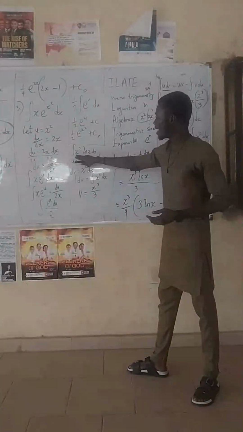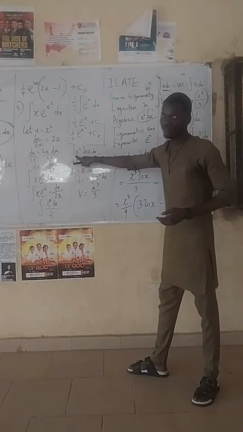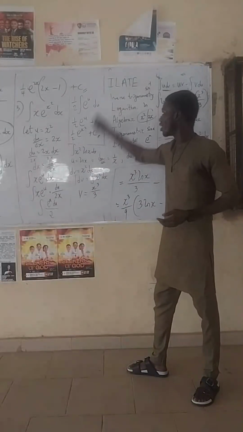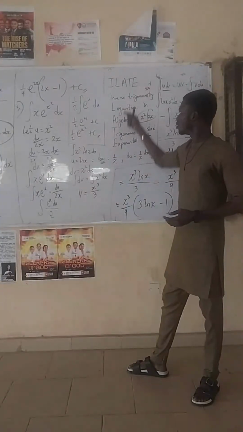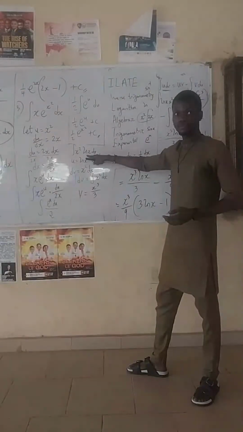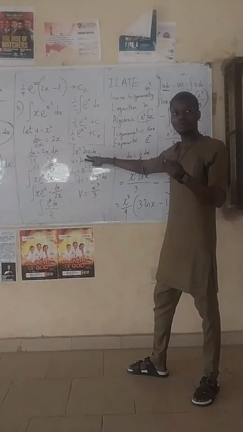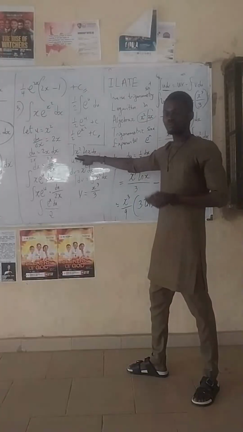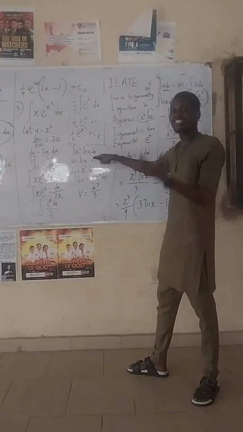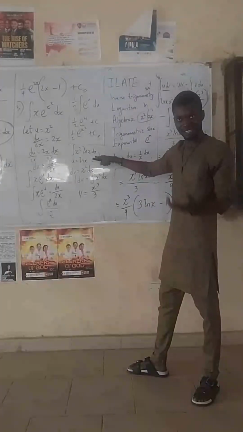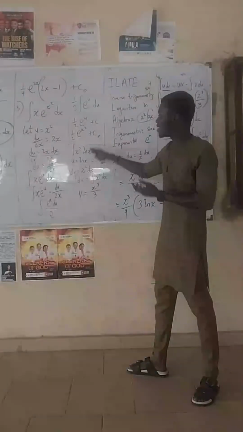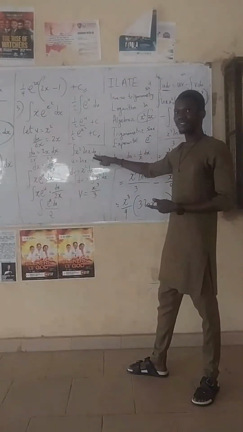Now we have this x squared and ln x, this algebra and this logarithm. Logarithm comes before algebra according to the arrangement. So our u will be the logarithm, and the dv will be the algebra. So u is ln x, not ln x dx, it's the dv that will take the dx. So u is ln x, while dv is x squared dx.